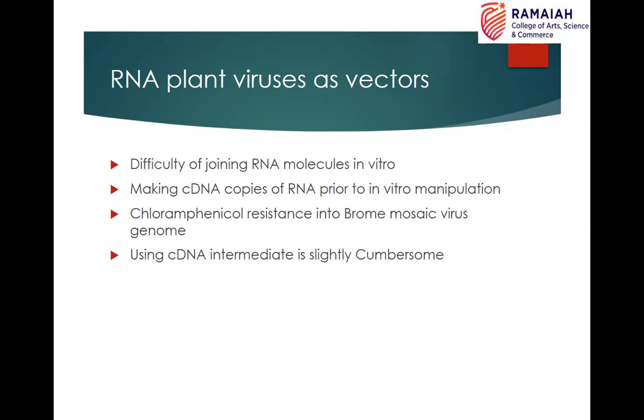But if you are able to make cDNA copies of this RNA prior to the manipulation, we can try using these RNA containing plant viruses as cloning vectors. One such approach has been tried with the gene that encodes resistance to chloramphenicol. The chloramphenicol resistance gene had been introduced into Brome mosaic virus genome to check whether the RNA containing viruses can be used as cloning vectors or not.